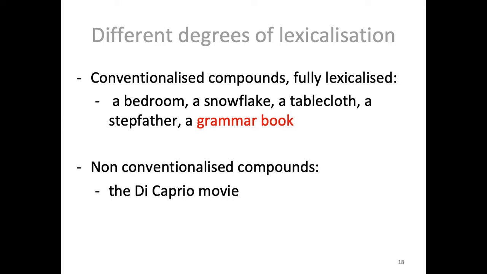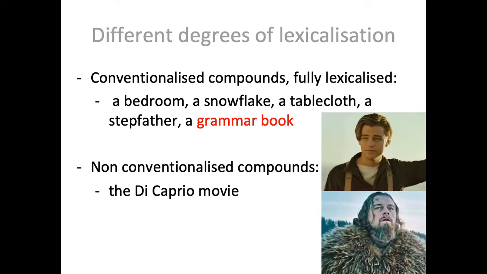Consider, for instance, the example the DiCaprio movie. Well, it can mean different things depending on when we're saying this sentence, and it will not be included in dictionaries. Now, let's compare the example cat book, which is not fully conventionalized, with the example grammar book, which is fully conventionalized and lexicalized. Everybody knows what a grammar book is, but not everybody would agree on what a cat book is. A cat book can be different things.